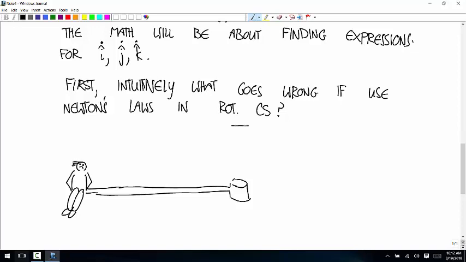Okay, so this thing spins around. I'll put a coordinate system with the x-axis going this way, the y-axis, well, let's have the y-axis coming towards us and the z-axis up.